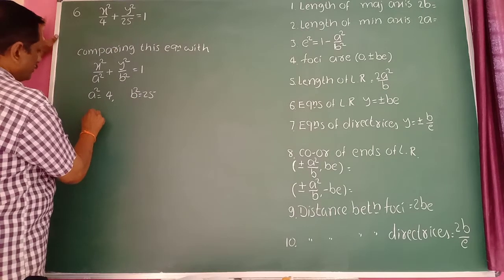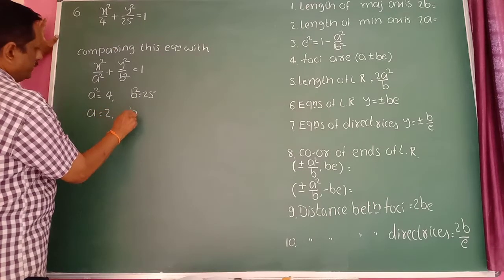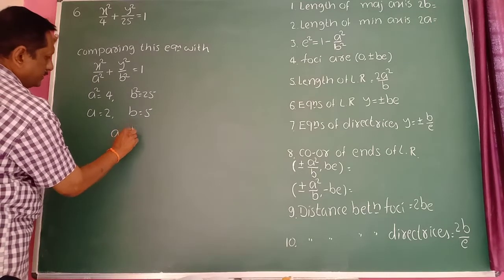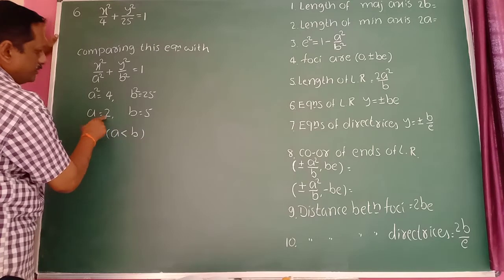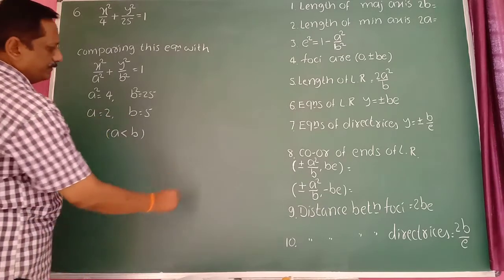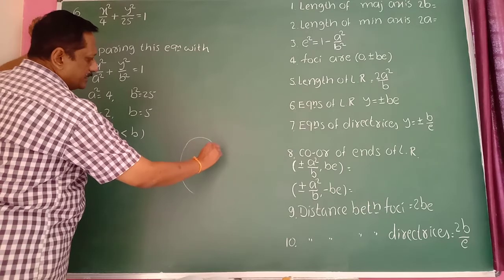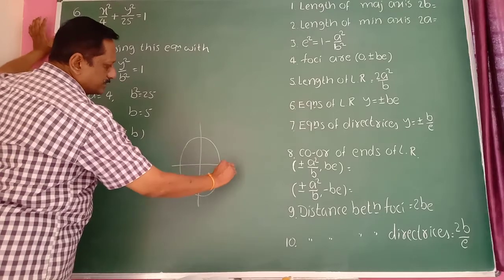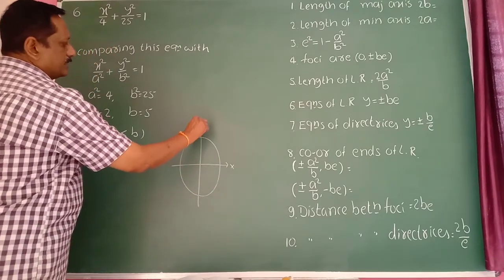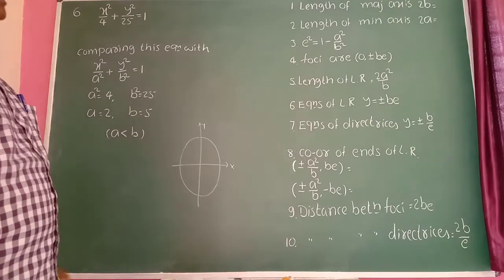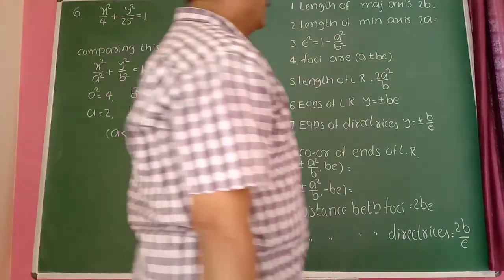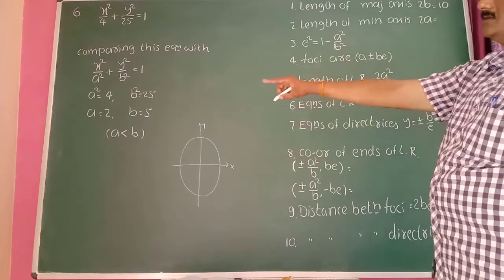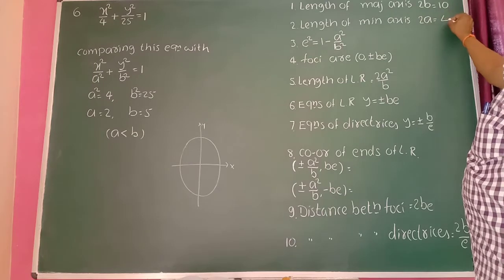Then a value is 2 and b value is 5. Obviously in this case a is less than b. Therefore the ellipse is in this direction, like this. Means the y-axis becomes the major axis, the x-axis becomes the minor axis. Therefore length of the major axis is 2b, b value 5, so 5 twos are 10. Length of the minor axis, a value 2, 2 twos are 4.